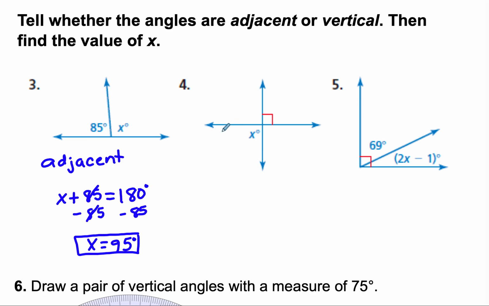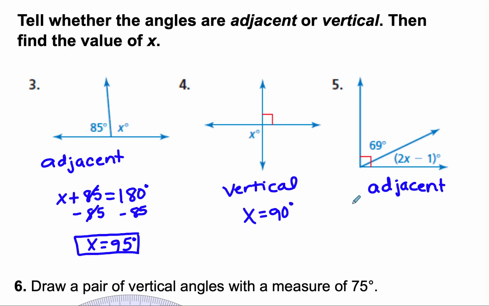Let's take a look at 4. 4x and this one that is marked with the right angle mark, those are vertical angles. They're across from each other. They are the same amount of degrees, so I can just write x equals 90 degrees. Number 5, these 2 angles are adjacent. They are next to each other. They are in a right angle, so they're going to equal 90 degrees.